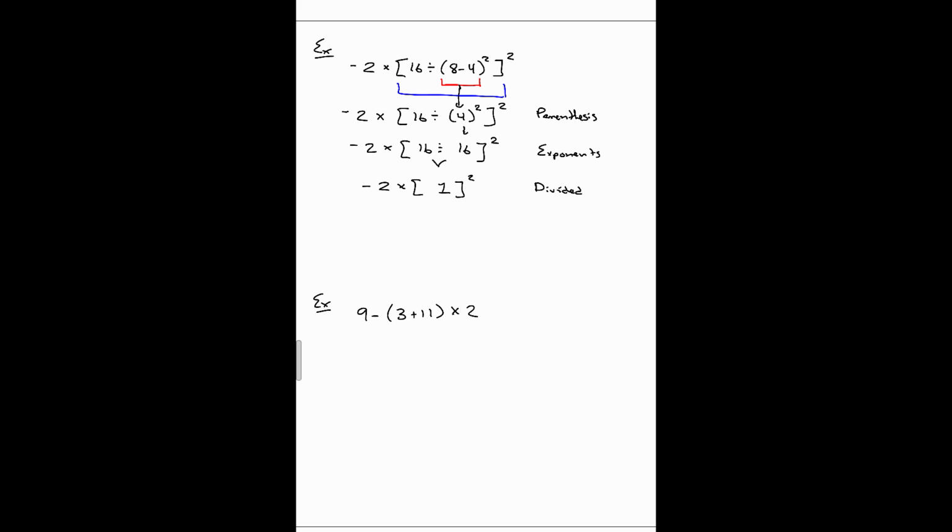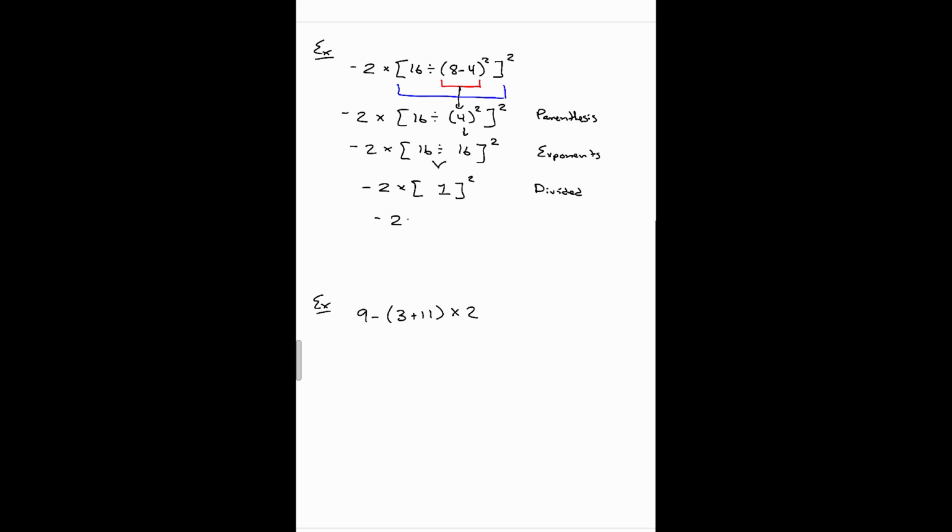So now we can start working outside of those brackets. So now we can take care of the 1 to the second power, which is 1 times 1, which is... I'm sorry, I cannot believe I just said that. 1 to the second power, or 1 times 1, which is 1. I apologize, it's been a long day. So we took care of exponents. And then we have negative 2 times 1, which is negative 2 for a final answer.